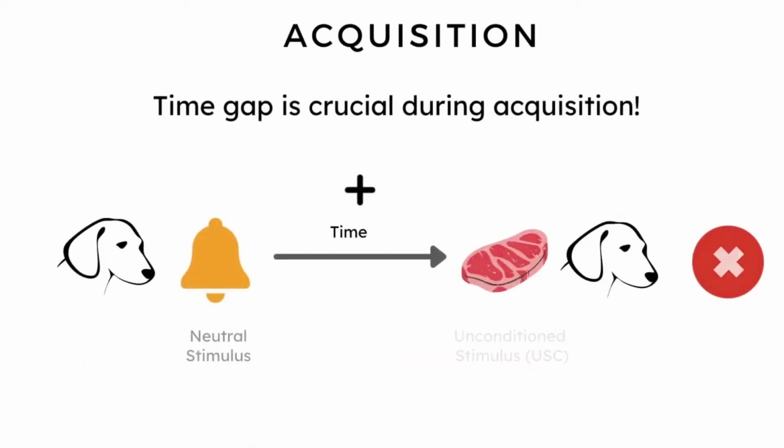Another type of time delay could be presenting the neutral stimulus and the unconditioned stimulus at a larger time gap. This also impacts acquisition because the animal is unable to establish a relationship between the occurrence of the two events, thereby leading to a lack of conditioning.